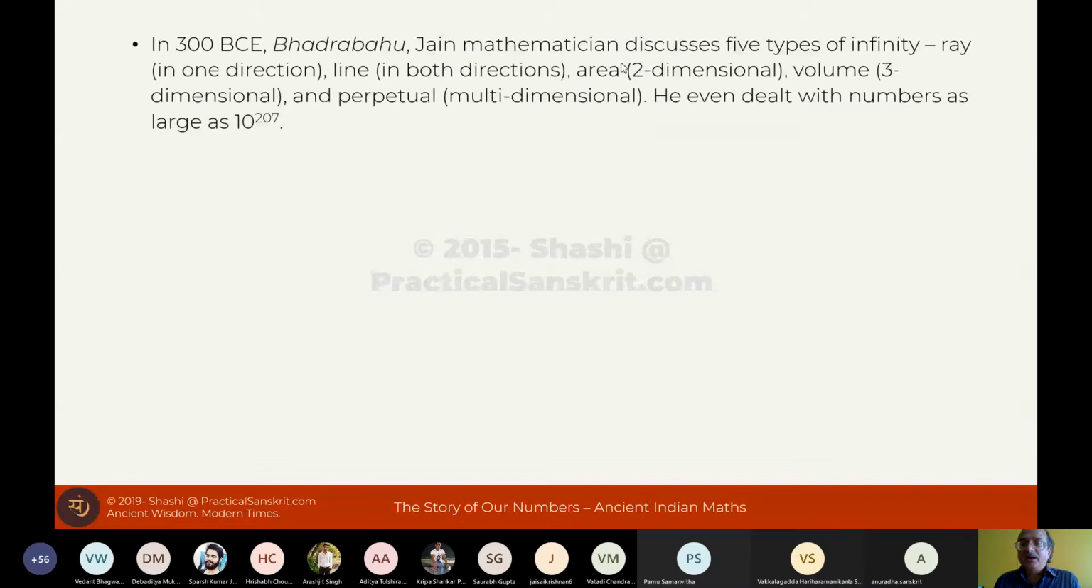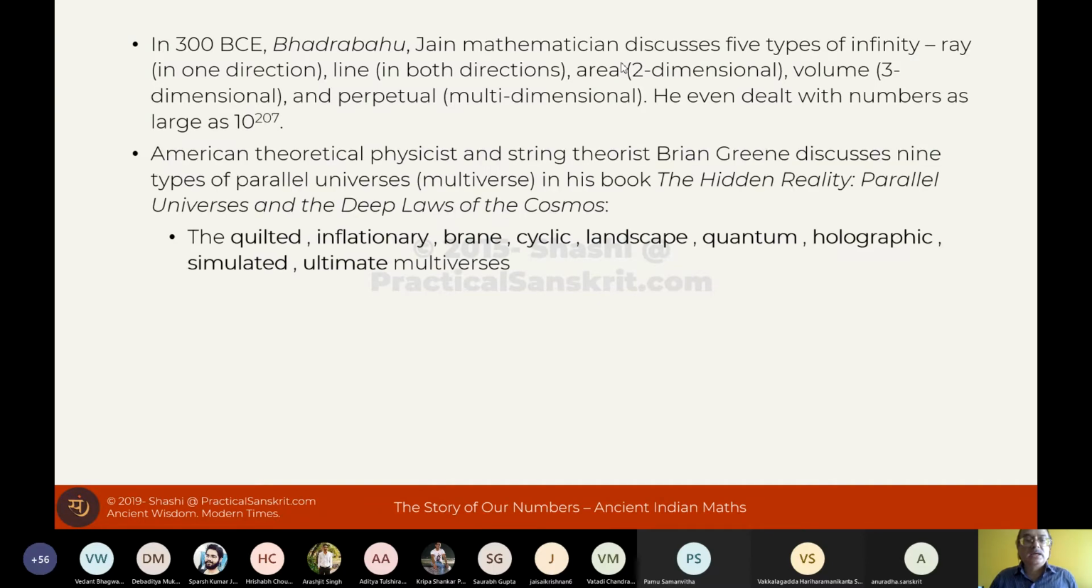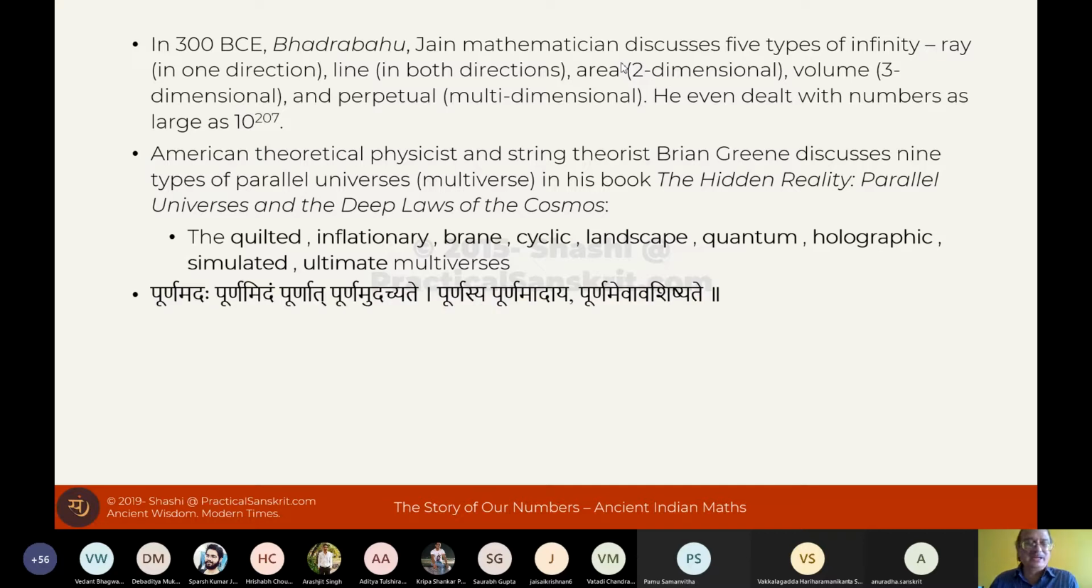And interestingly, in 300 BCE, Bhadrabahu, a giant mathematician, discusses 5 types of infinity: a ray, a line, which is 2-dimensional, a volume, and then a perpetual, and he even deals with numbers as high as 10 power 207. The American theoretical physicist Brian Greene has written a wonderful book, The Elegant Universe. In another of his books, he mentions 9 different types of infinities, or multiverses: quilted, inflationary, brane, cyclic. You can read these up, and they will not make any sense to us. Maybe when you go into astronomy, they might.